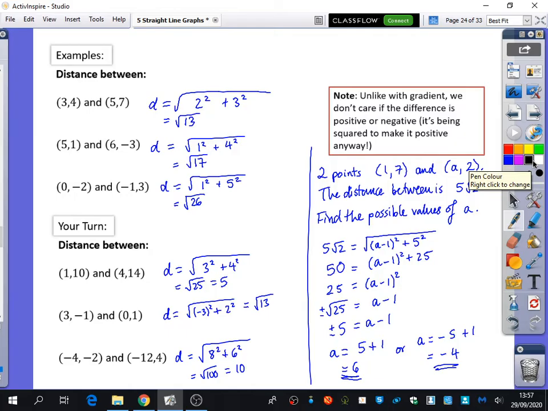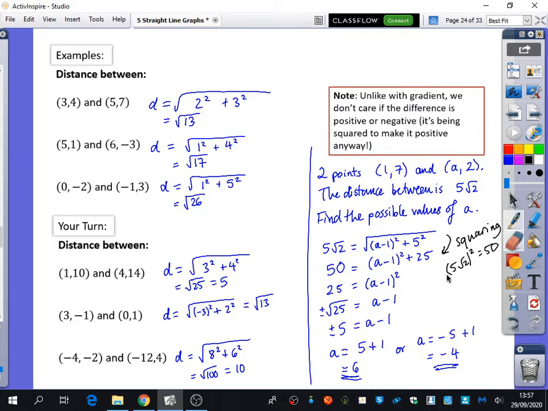Where did you get the second 5 root 2 to make it 50? Because from this line to this line here, I'm squaring. That's how I got rid of the square root sign. So I'm actually doing this all squared, 5 root 2 all squared is 50. And you can use the calculator to confirm these things as well.